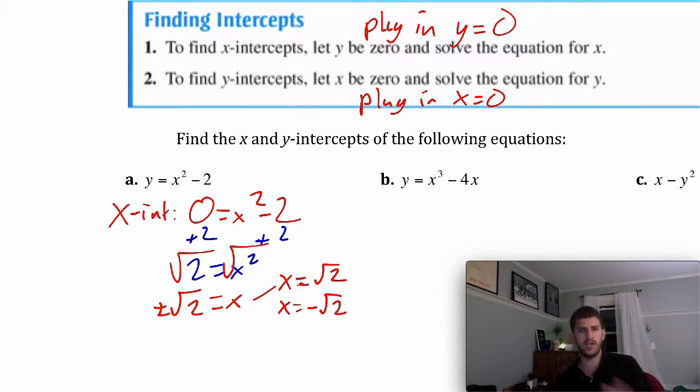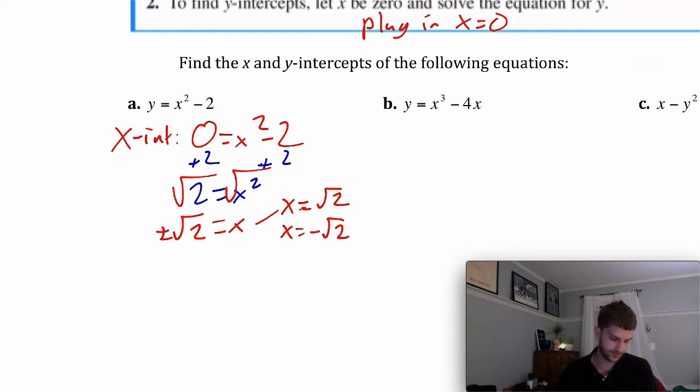Remember, you can't take the square root of a negative number, but you can make it negative after you take the square root. So after we get the square root of 2, we can make it negative. That's perfectly okay. So the short answer is plus or minus square root of 2 is our x value.